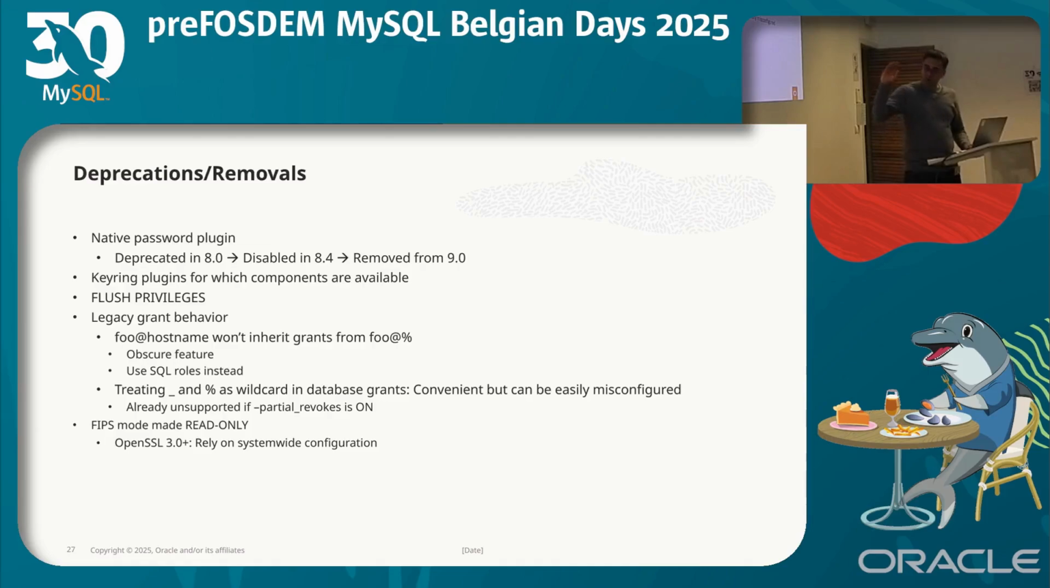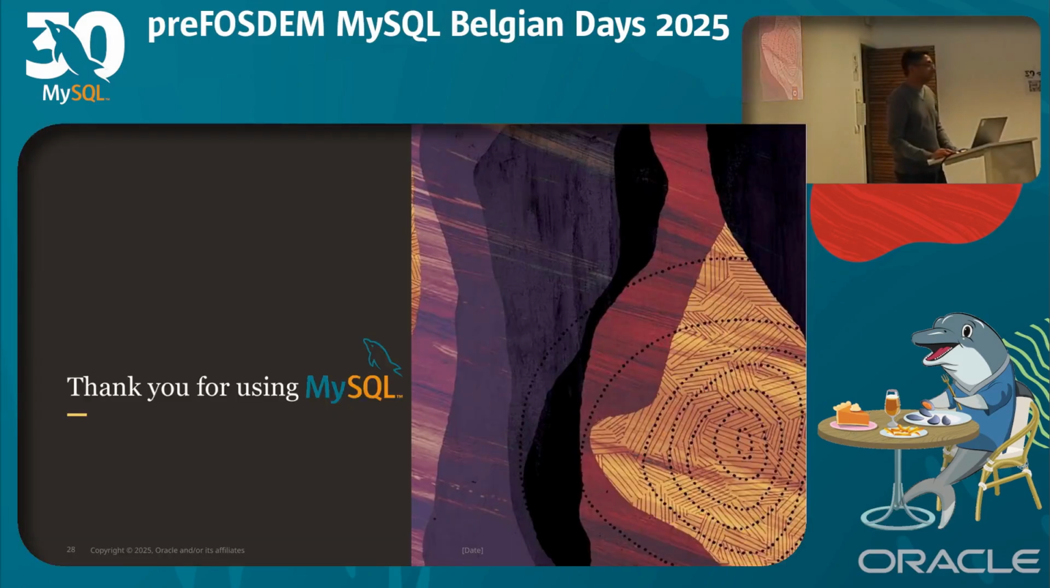And we have also deprecated the usage of underscore and percent in the DB grants. It's already not supported if you have partial revoke on. I mean, those are considered as characters. They are now deprecated. There is no formal warning because it's going to trigger a hell of a lot of noise in the system, but consider them deprecated. And finally, the FIPS mode is now read-only because we tend to rely on the system config for the FIPS configuration. Expect it to be set once and then be there forever, because unless you are experimenting, once FIPS is set, you are not likely going to touch that parameter. So that's about it. Thank you.